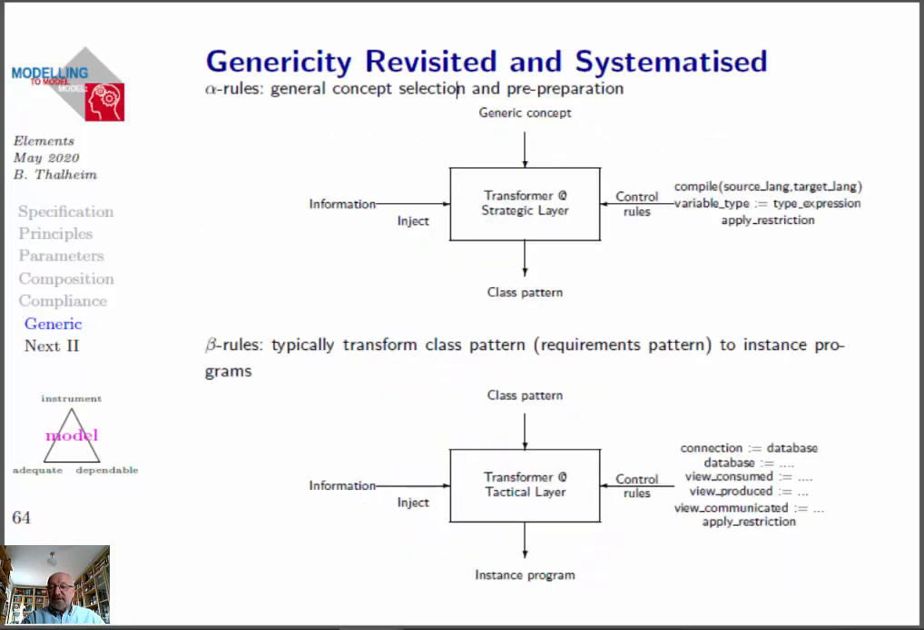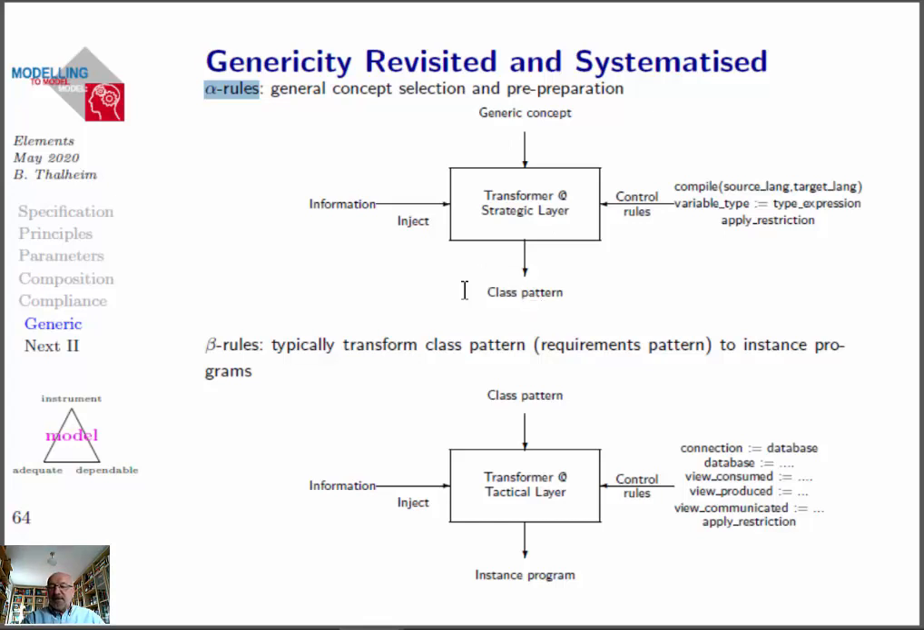That means in this case we have our alpha rules as general rules. We have a way how we select the concepts we really need. We can pre-prepare them, and then we have a general pattern for transforming. We have an input, we have an output, we have some kind of supporting facilities, in this case some kind of information, and some kind of controlling facilities. And then our transformer transforms the generic concept to, in an object-oriented setting at least, a class pattern.